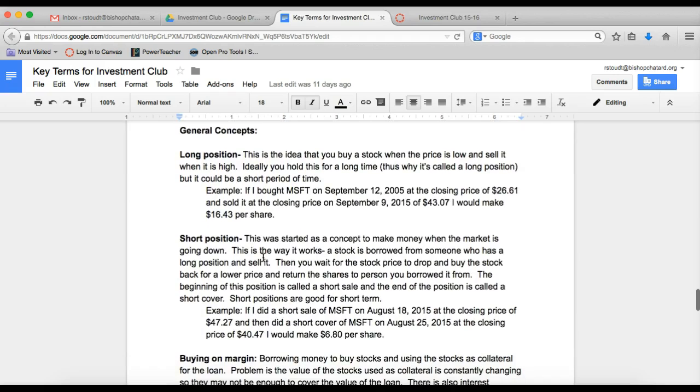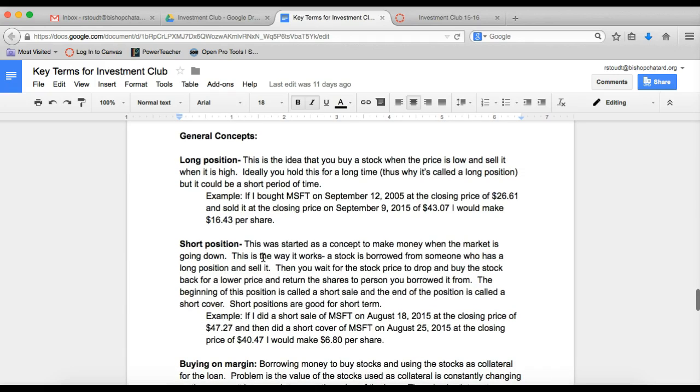Now I wanted to point out a couple of things here about some general concepts. Long position and short position. Okay, so long position is this idea of buy low, sell high. So when you have a long position, you are hoping that the stock price increases. That's what most people know. So I'm not going to spend a whole lot of time with long position.